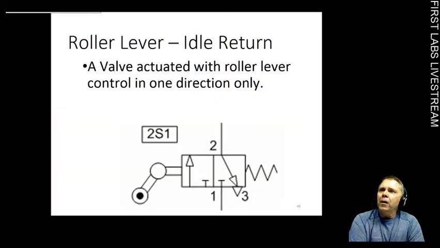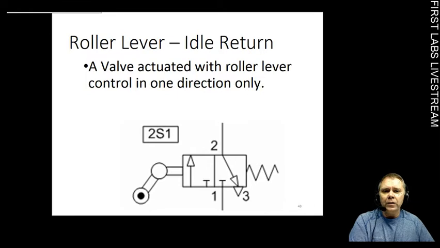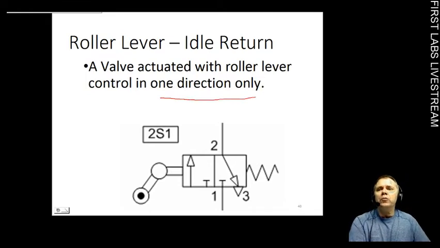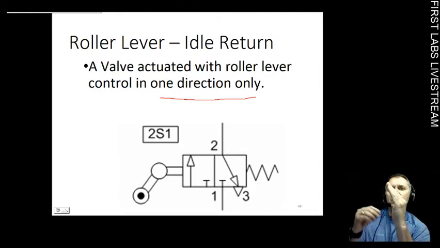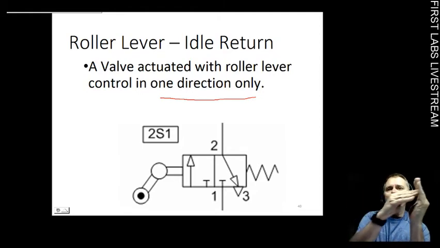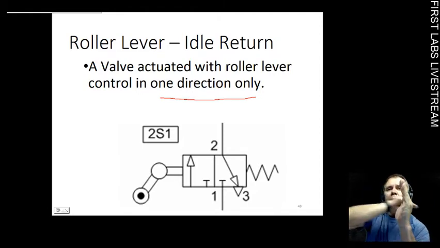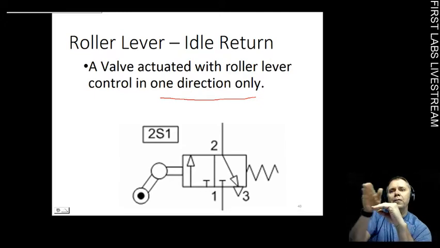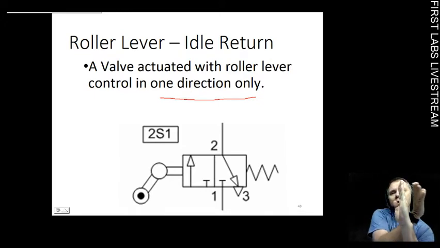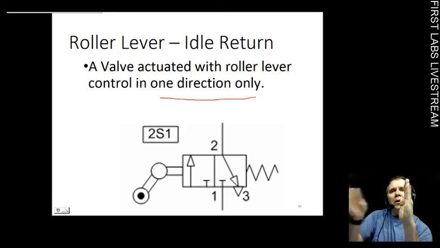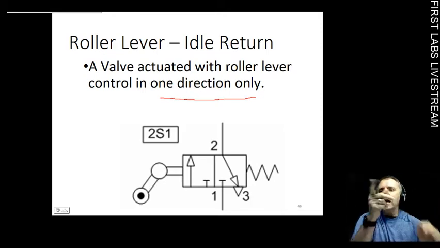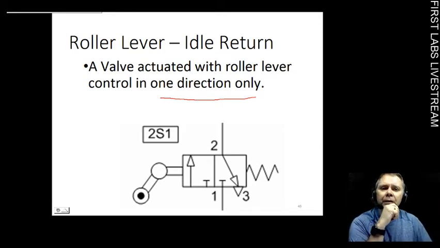Okay. The idle return roller levers, if you have one of those in your kit, only operate in one direction. In the other direction, they actually hinge back. So if you could imagine, if you hit it this way, the roller lever operates. But if you hit it this way, the roller lever folds, right? So it doesn't work in that direction, it only works in this direction. That's how a roller lever with idle return is meant to work.